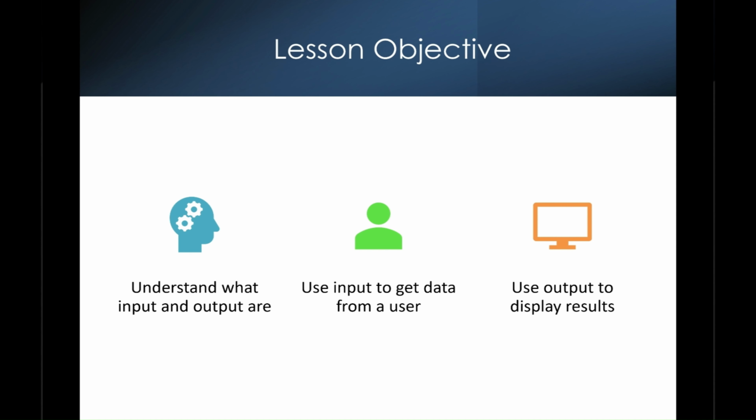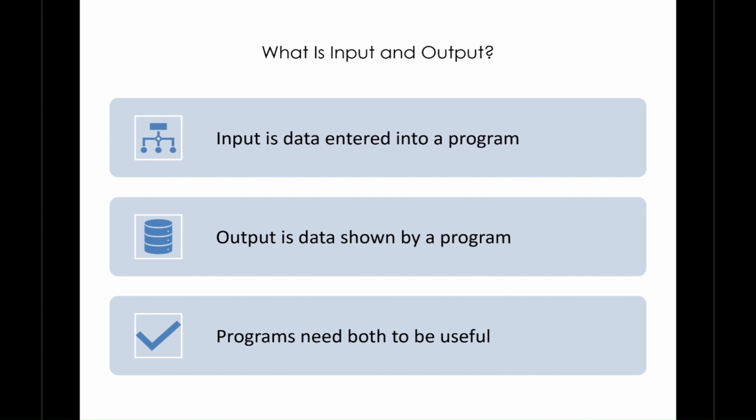To understand what input and output are, use input to get data from a user and use output to display results. What is input and output? Input is data entered into a program. Output is data shown by a program. And programs both need to be useful.